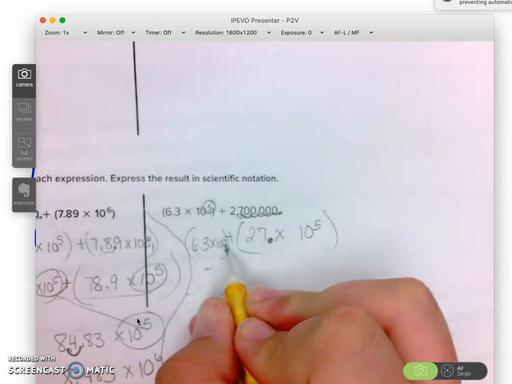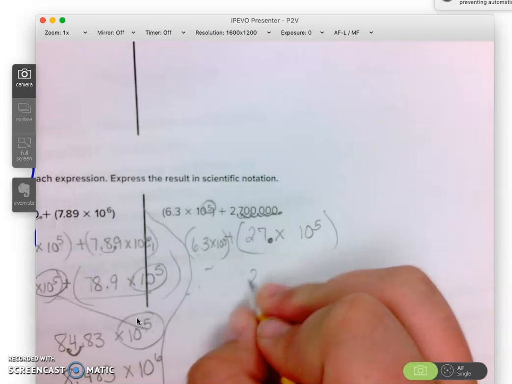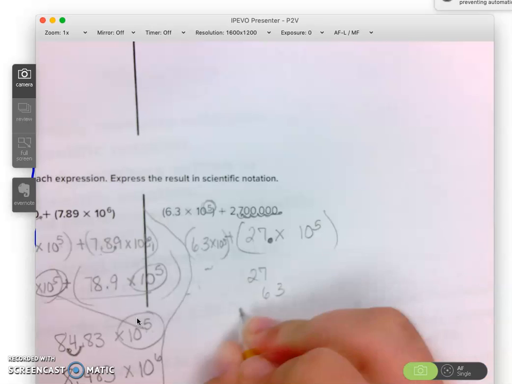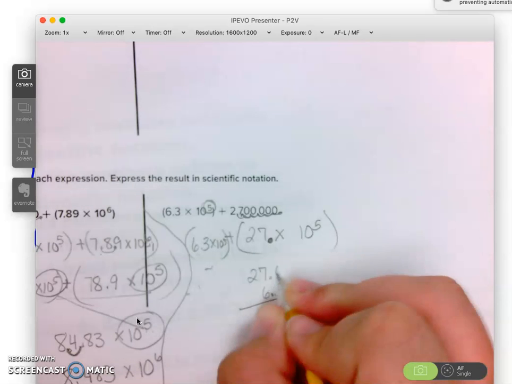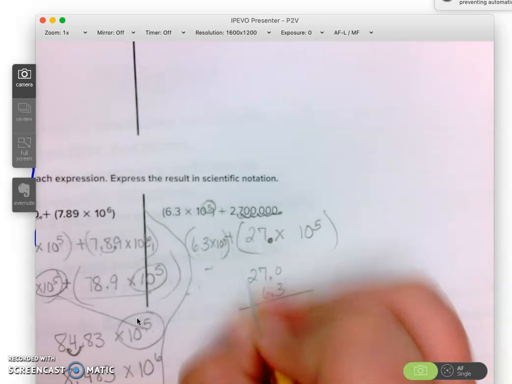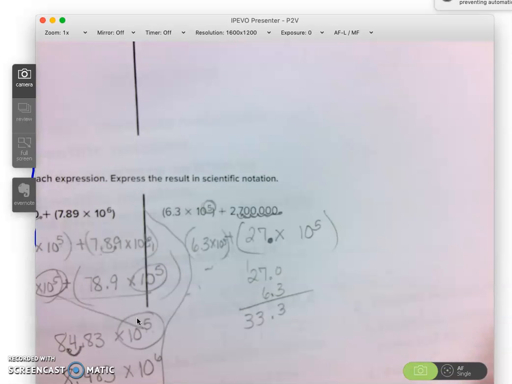My exponents are the same. So 27 plus 6.3. Again, this is just 33.3. 33.3 times 10 to the 5th power.